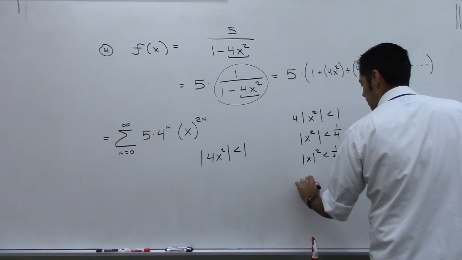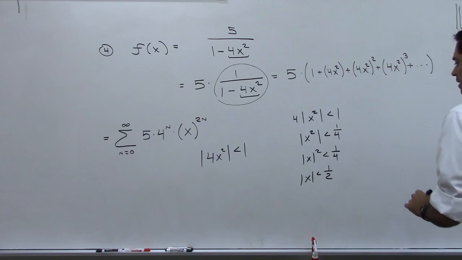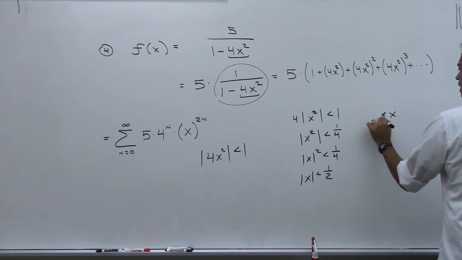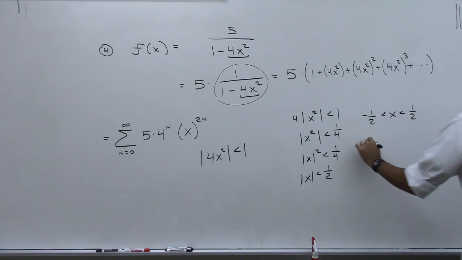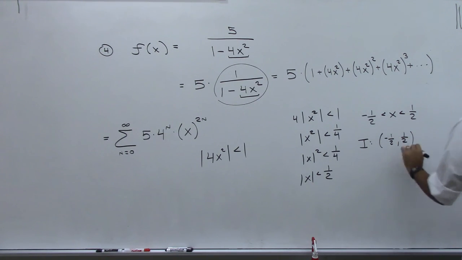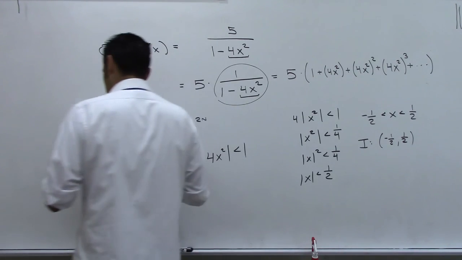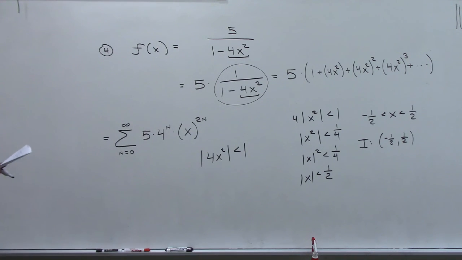So that means the absolute value of x has to be less than 1/2 when you take the square root on both sides, which means that x has to be between -1/2 and +1/2. So your interval of convergence is -1/2 to 1/2. And this is your power series representation right there. All right.